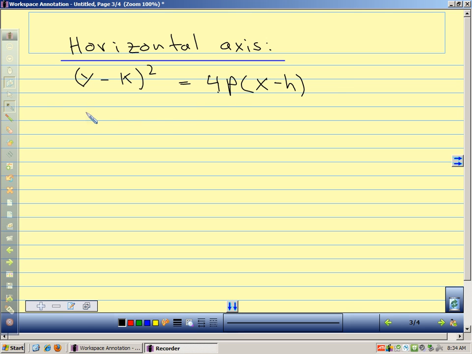So for a horizontal axis, y is squared. So anytime y is squared, you know you have a horizontal axis. Anytime you have a horizontal axis, you know your equation is going to be in this form with y squared. Our vertex is still at (h, k).